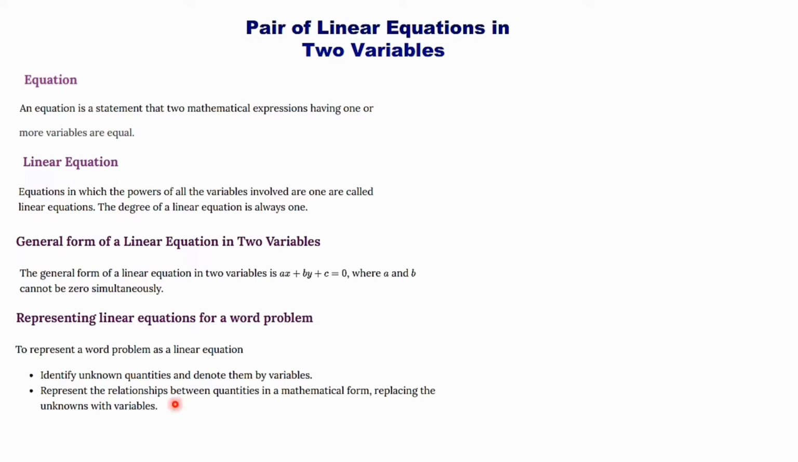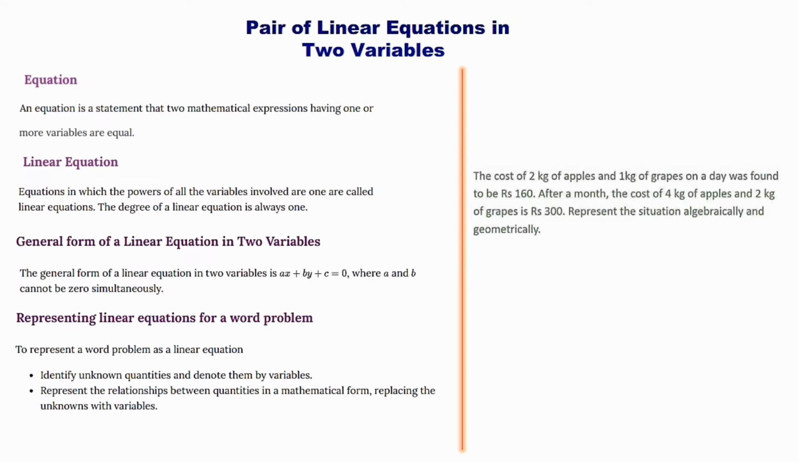You have to go through the question, identify the given conditions, and change those statements into mathematical statements, meaning equations. Then you have to solve those equations by using the different methods you have learned, and find out the values of the unknowns. Let's take an example of a word problem. The cost of 2 kg of apples and 1 kg of grapes on a day was found to be rupees 160. After a month, the cost of 4 kg apples and 2 kg grapes is rupees 300. Represent the situation algebraically and geometrically.